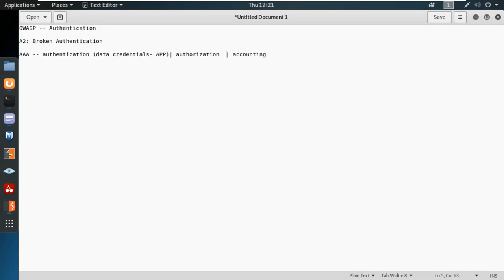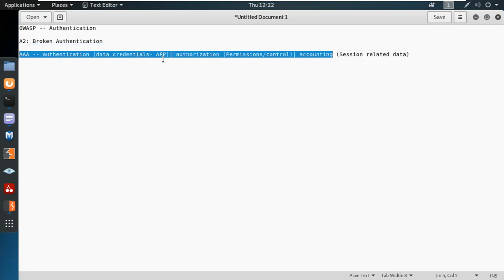Authorization means permissions or control. And accounting means a specific period of time to be logged in, session-related data. So these three things are important whenever you're doing a login to an application. For example, you will see AAA: authentication, authorization, and accounting. These are the three important elements of your login part.